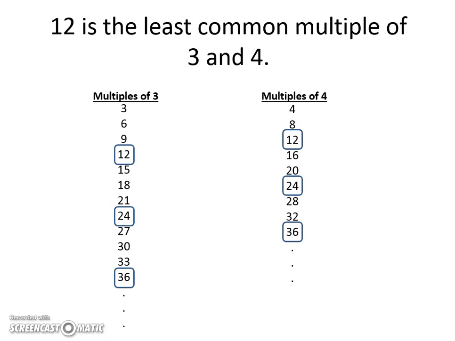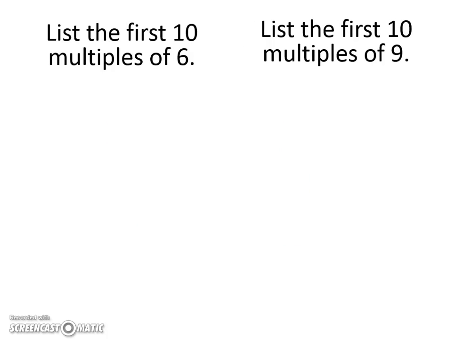12 would be considered the least common multiple. Because of all the common ones we have on this list, 12 is the smallest. So 12 is our least common multiple, or LCM. Finding the least common multiple is pretty simple.